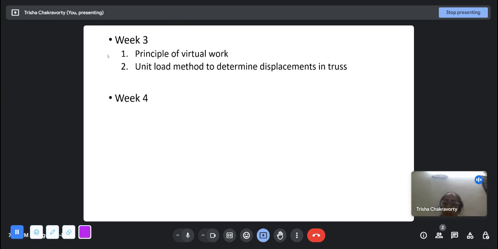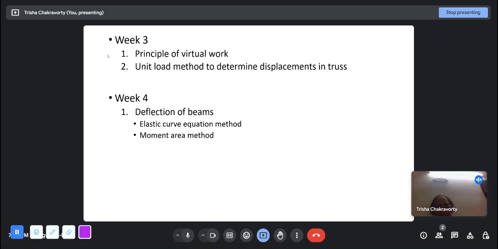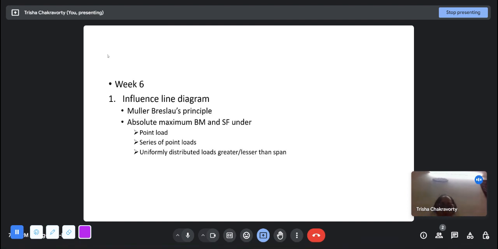In week 4, we looked at the same for beams, deflection of beams using three main methods. One is the elastic curve equation method, where we go into the governing differential equation of the beam and get the profile of deflection as a function of x as it moves along the length of the beam. The moment area method and the conjugate beam method, which we looked at in week 5, are both simplifications on the elastic curve method, and they are used in different kinds of situations, but all of these give identical results.